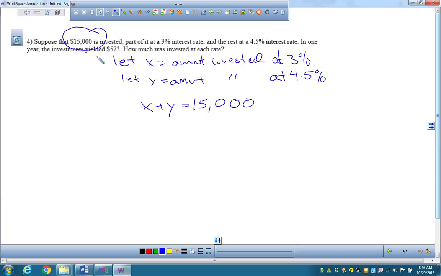So in any case, $15,000 at two different interest rates. Then you write another equation, 0.03 times x plus 0.045 times y equals $573.